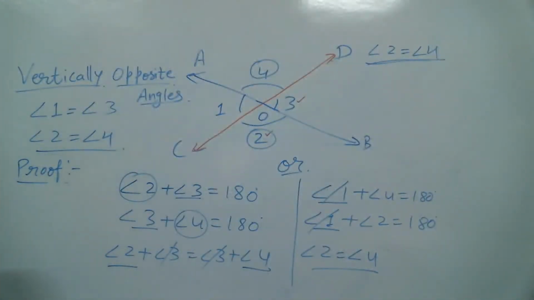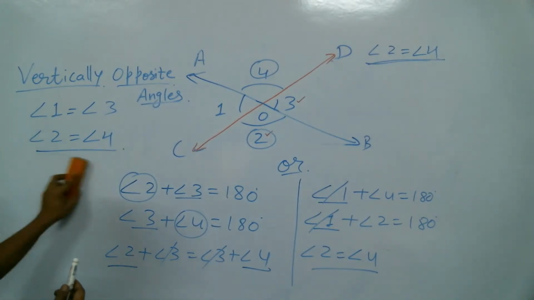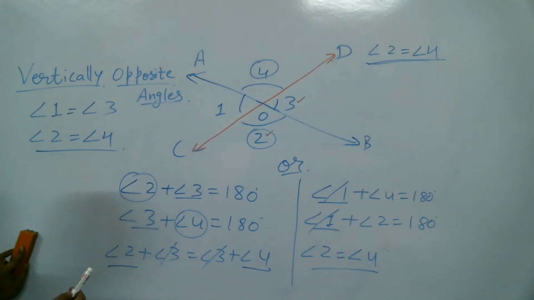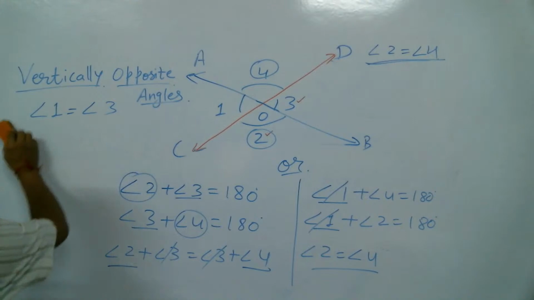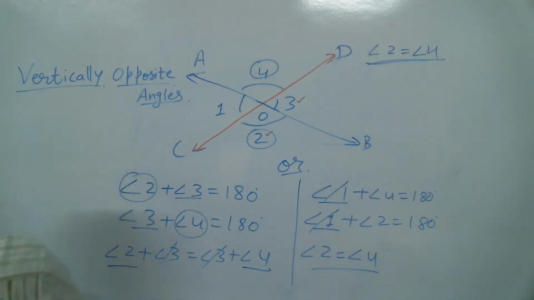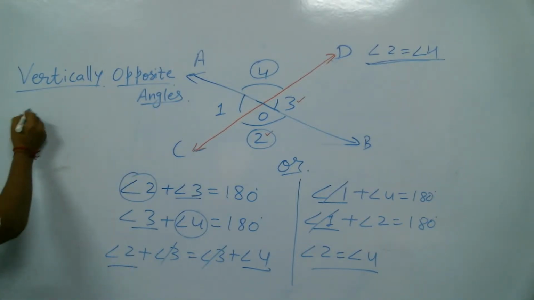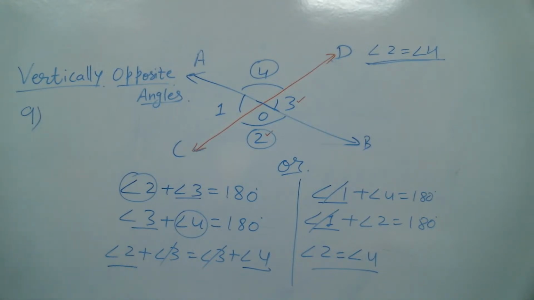Here, vertically opposite angles. Our question number 9, if you can see here, this proof, all of you please note it down. Now we have our question number 9: AB and CD intersect at point O. Same AB and CD, we have angle AOC.